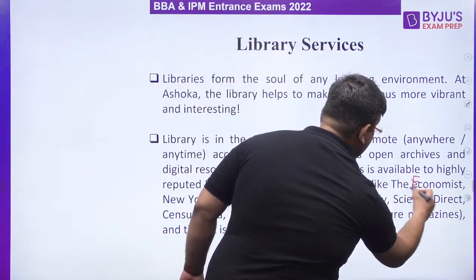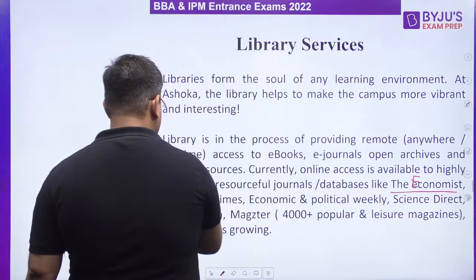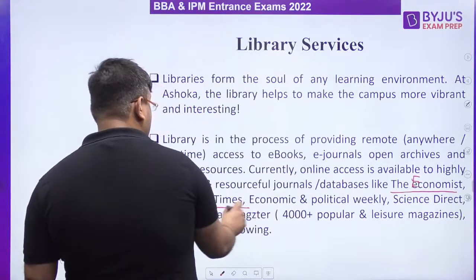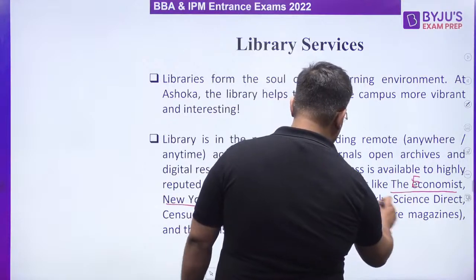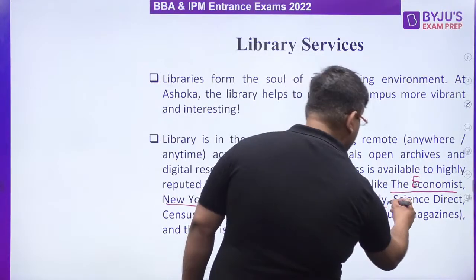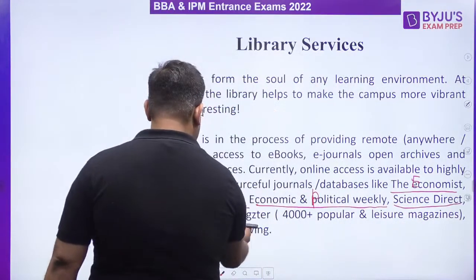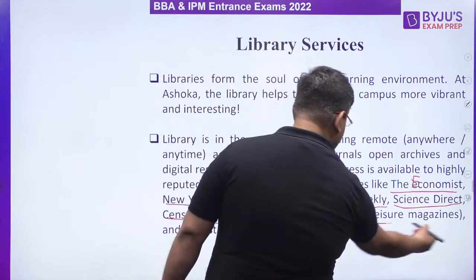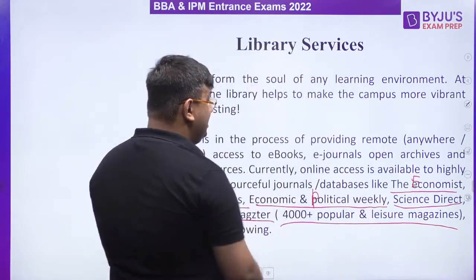The Economist, capital E here. So, The Economist, which is from the United States, New York Times or NYT, Economic and Political Weekly, capital P, Science Direct, Census Data, Magster, which has 4000 plus popular and leisure magazines, and the list is growing.